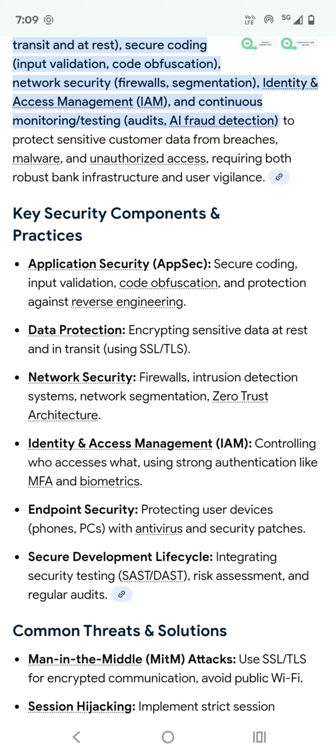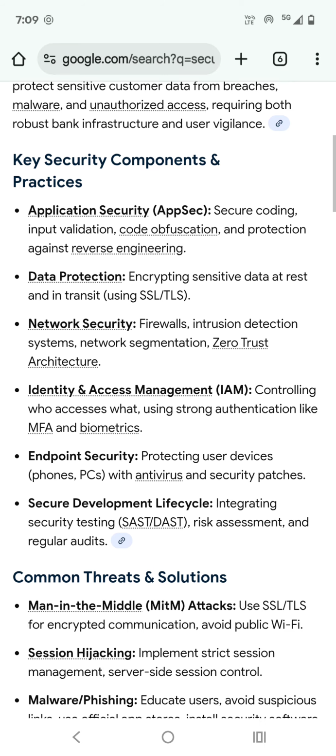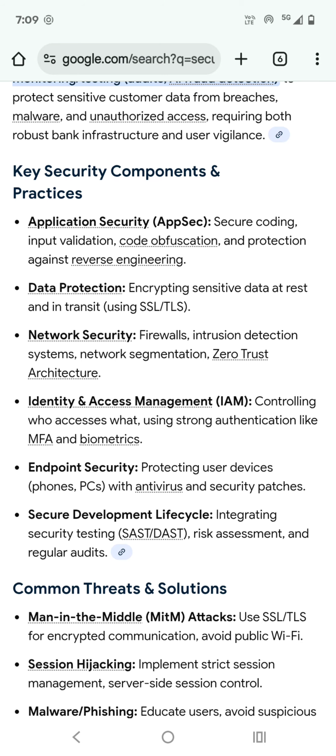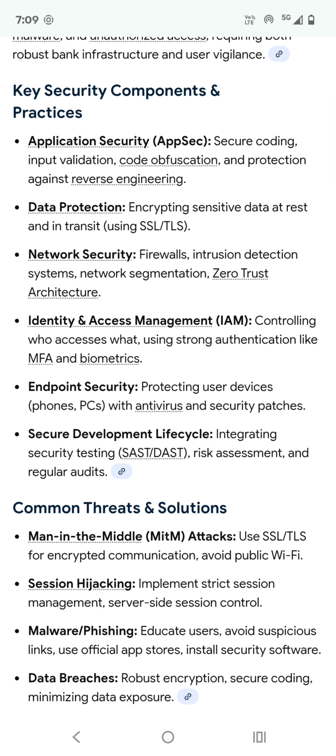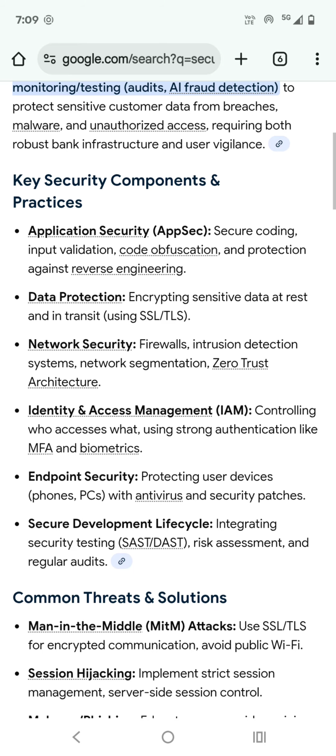So the key security components, as I explained, are application security, at the application level, securing the application code and the artifacts wherever you are deploying it. Data protection: you have to encrypt the data at rest and encrypt the data in transit. You can use Secure Socket Layer, TLS, these protocols, to secure it. Network security: you can create firewalls, intrusion detection systems, segmentation, zero trust architecture. You can actually secure the network.